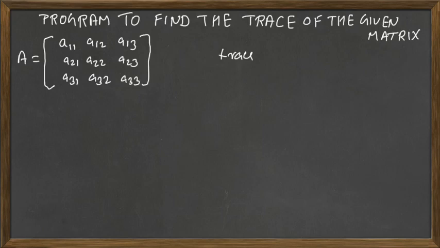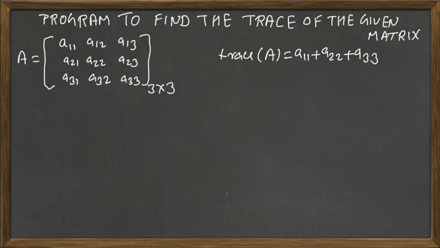Trace of A is equal to the sum of the diagonal elements. The diagonal elements in this case are A11, A22 and A33, and the sum of the diagonal elements will be this one. So this is called trace, and this has to be a square matrix, like here it is of 3 by 3 order. Its trace is the sum of the diagonal elements.